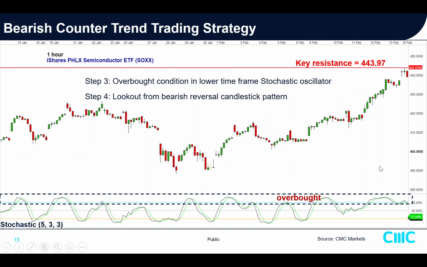The next checklist will be step 4. I look out for a bearish reversal candlestick pattern, not bullish at this time because I'm looking for a short-term pullback. So I want price action to start to see a bit of selling pressure at the key resistance. So from here, we start to see over here, this is what I call a bearish engulfing pattern. All right. So with that, checklist 4 has already been done.